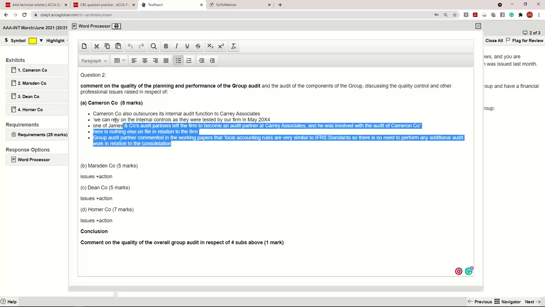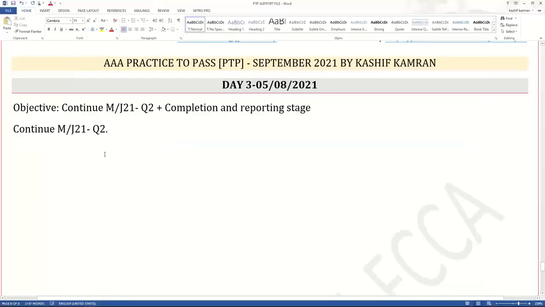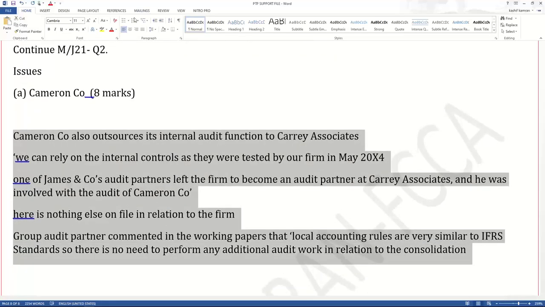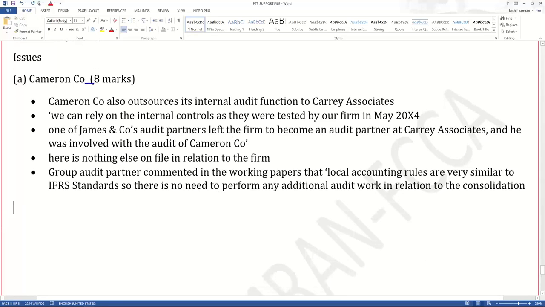Now, we got these issues yesterday for Cameroon company. I'm just taking them on my Word file. These are the issues we identified from the Cameroon company yesterday. Let me copy paste these issues on my Word file here so we can do a very proper analysis of these issues. If we go one by one, the first issue in the case of Cameroon company was that they outsource their internal audit function to the same audit firm, Kerry Associates.